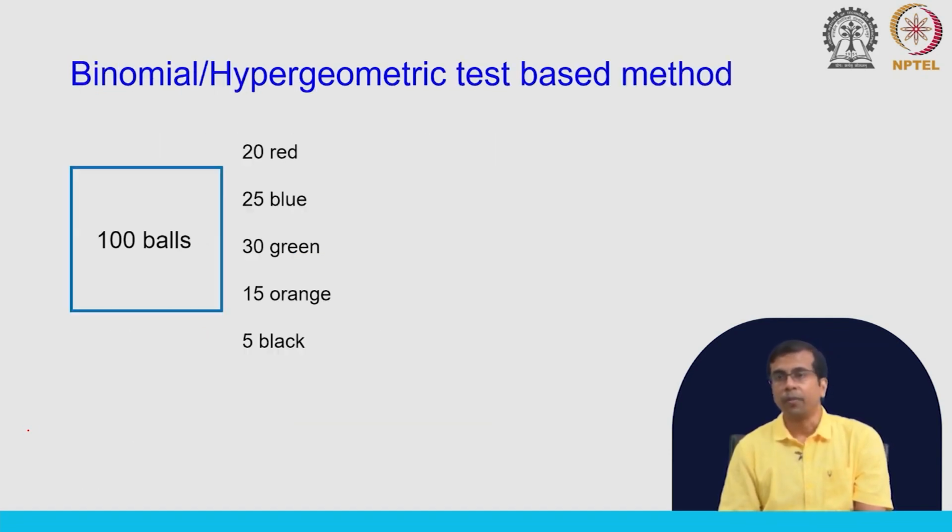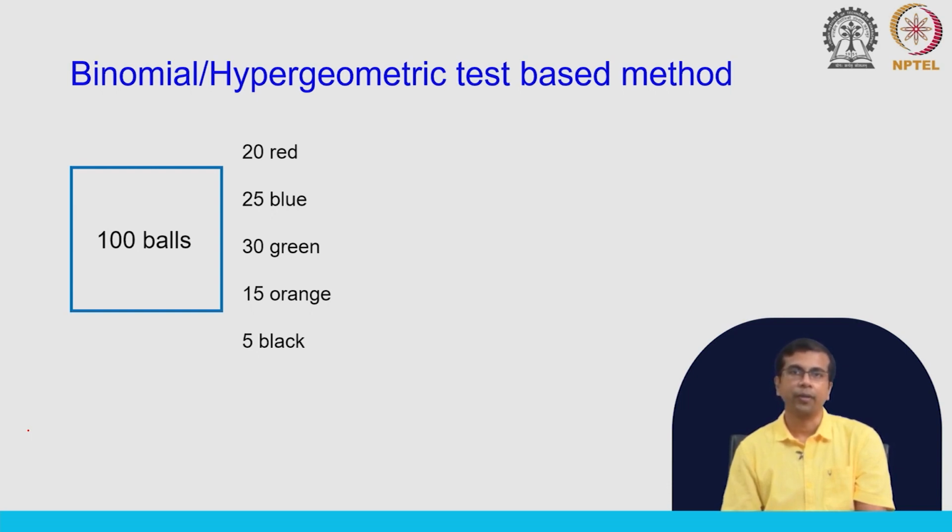So, we will talk about now this binomial hypergeometric test based method and how it works. What is the idea behind this hypergeometric test or binomial test based method? We will take an analogy first and then we will come back to the gene analysis. So, let us imagine we have a box and we have 100 balls in there, and out of them you have 20 red, 25 blue, 30 green, 15 orange and 5 black.